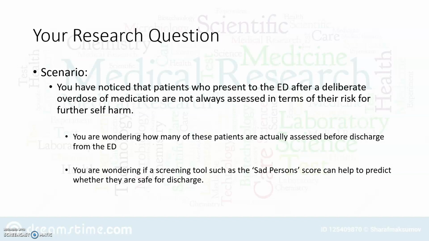So let's think about a scenario. You've noticed that patients who present to the emergency department after a deliberate overdose of medication are always assessed in terms of their risk for self-harm. You may be wondering how many of these patients are actually assessed before discharge from the ED, as more of an observational study, or you're wondering if a screening tool such as the SAD PERSONS score can help to predict whether these people are safe for discharge. And this is an interventional study. You're going to apply an intervention and observe its effect.